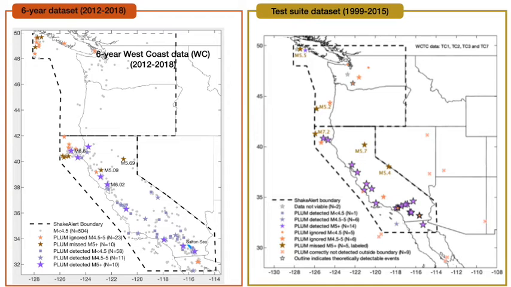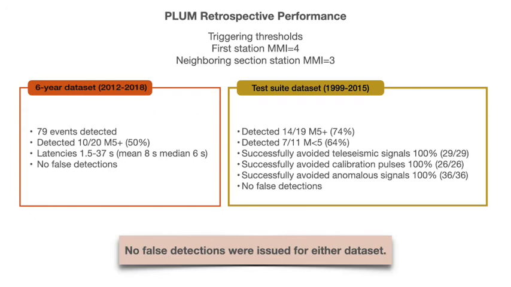The brown stars on this map are the most problematic, showing large events that PLUM did not detect. Notably, these missed events are mostly offshore or at the edge of the network. For the 6-year dataset, PLUM detected 79 earthquakes. Within this dataset, there are 20 magnitude 5+ earthquakes, of which PLUM detected 10. But as we will subsequently see, PLUM did detect all 5+ earthquakes that are theoretically detectable.